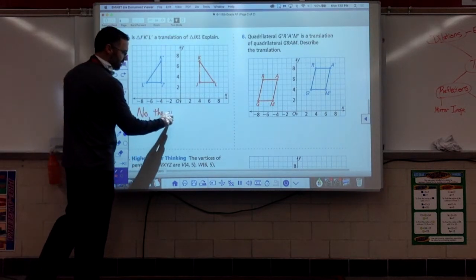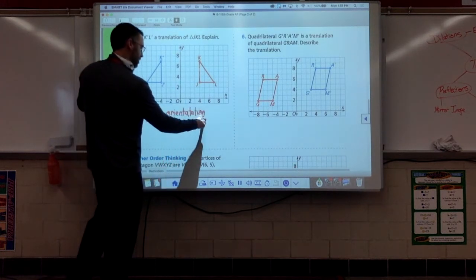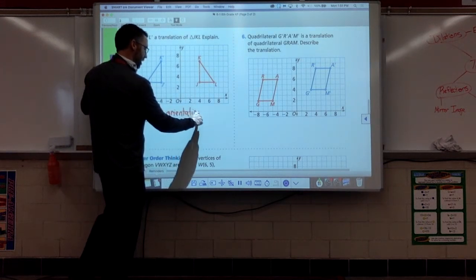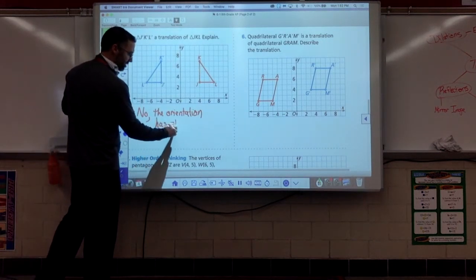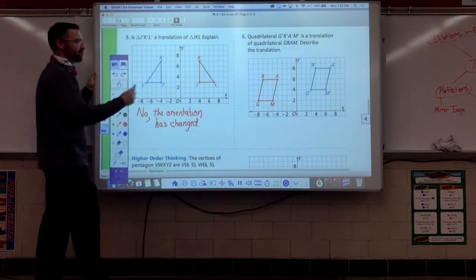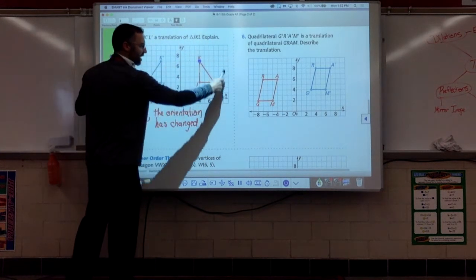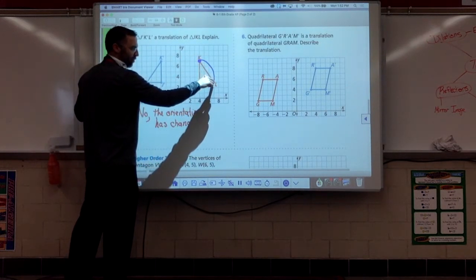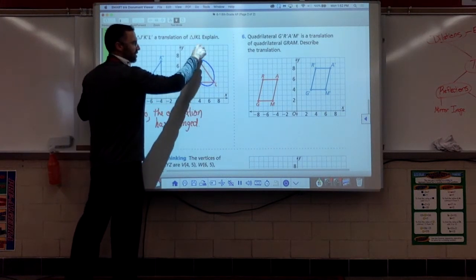The orientation has changed. Now, some of you may be going, hey, what is orientation? Orientation is when you start at a point, and I'm going to start at point K and go around that shape in a clockwise manner. So we started at point K, we went to point L, we then went to point J. Okay? So this orientation was KLJ.